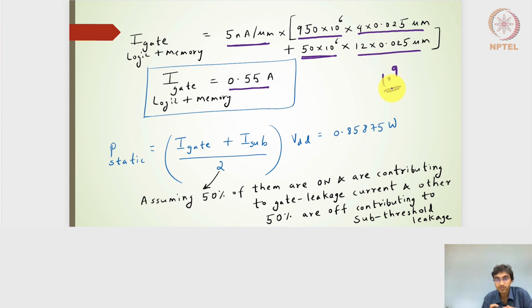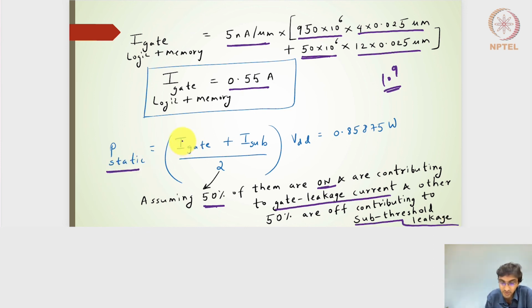If it is not given, we have to assume something. One assumption that we can make is that 50% of the 10 raised to 9 transistors which have been used to design this system are contributing towards the gate leakage current. So that means that they are on. And the remaining 50% of the 10 raised to 9 transistors are off and they are contributing towards the subthreshold leakage current. So with that assumption, we can estimate the overall total current.